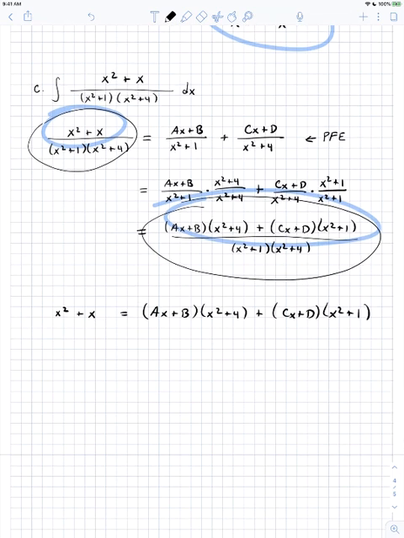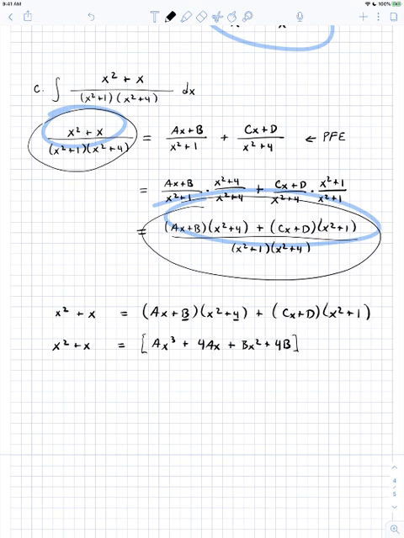Now, we have two polynomials, and if you have two polynomials that are the same, then their coefficients must be the same. We can't see the coefficients on the right here yet. Let's expand it. So on the left we have x squared plus x. This is equal to ax times x squared is ax cubed, plus ax times 4 is going to give us 4ax, plus b times x squared is bx squared, plus b times 4 is 4b. So that's just the first term there, the first product.